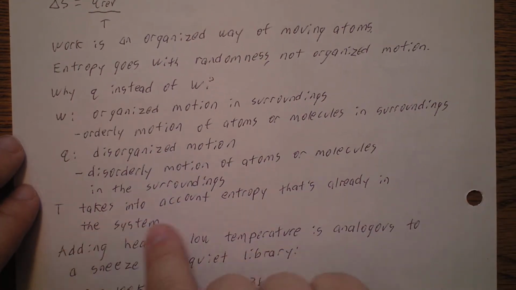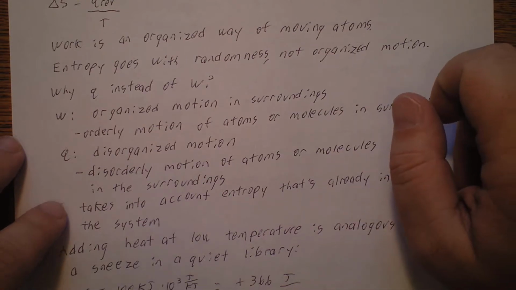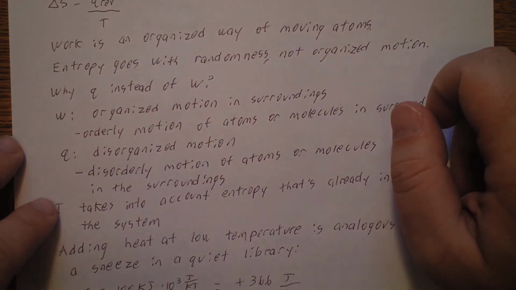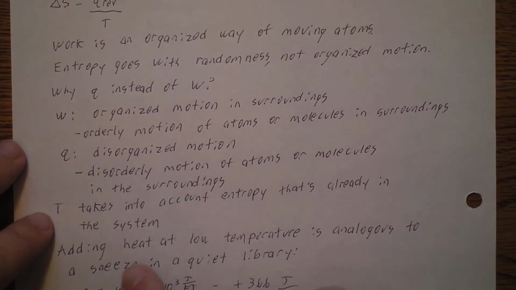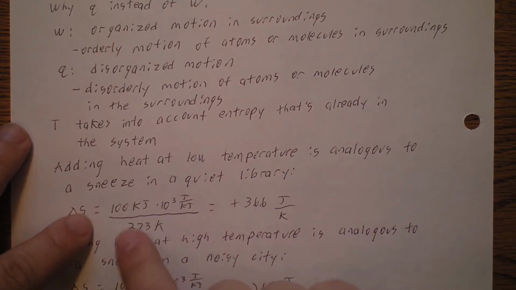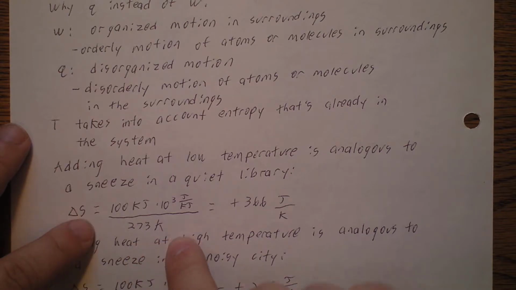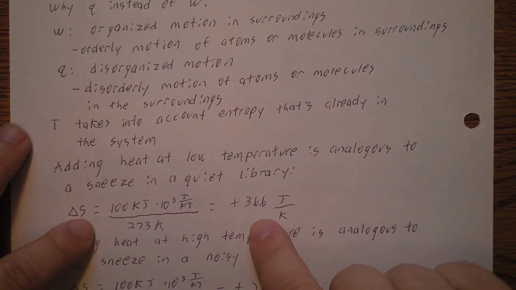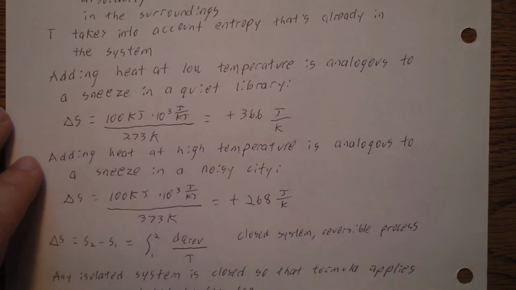Now T takes into account the entropy that's already in the system. So if you have a high temperature, you've already got a lot of entropy in the system, and if you've got low temperature, you've got less entropy in the system already. Now adding heat at low temperature is analogous to a sneeze in a quiet library. Let's say delta S is equal to 100 kilojoules times 10 to the third joules per kilojoule over 273 kelvins. That's plus 366 joules per Kelvin. That's the units for extensive entropy.